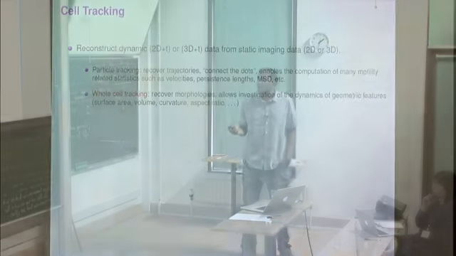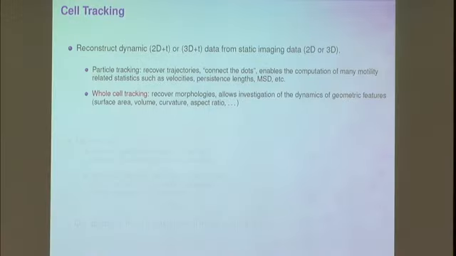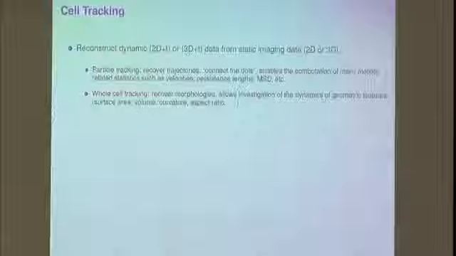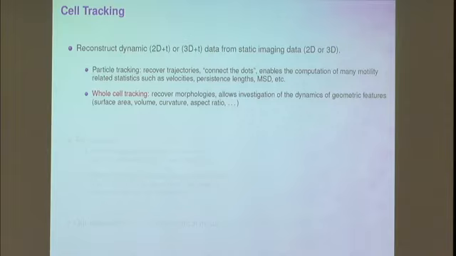On the other hand, whole cell tracking is where one wants to recover the whole cell morphology over time. So you have a series of images of the cell boundary, say, and you want to reconstruct the trajectories of points on the cell boundary. And this is important if you want to investigate geometric features like the evolution of cell surface area or volume over time. If you're interested in curvatures, the number of pseudopods a cell has, you probably have to do something like whole cell tracking.